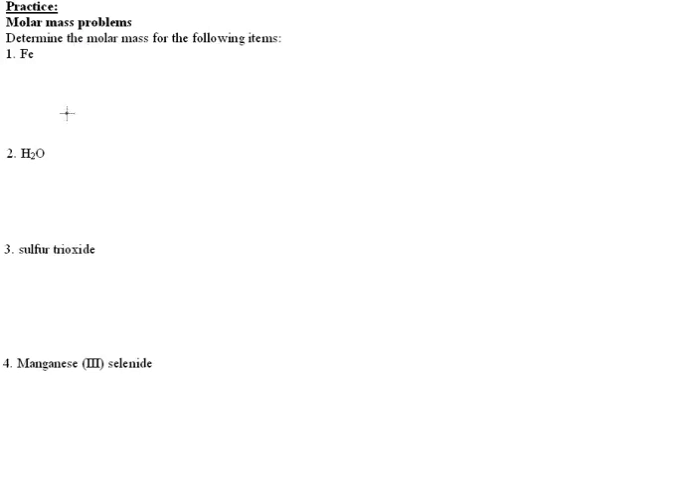So in this case here, I just have iron. To find the molar mass of any element, it's just its atomic mass in grams per mole. Then we find the atomic mass on the periodic table. So for iron, it just becomes 55.845 grams per mole.